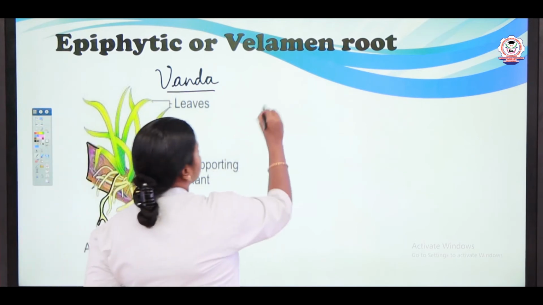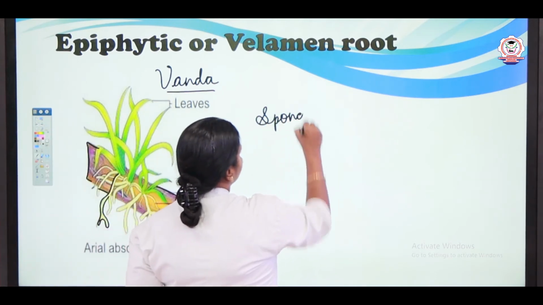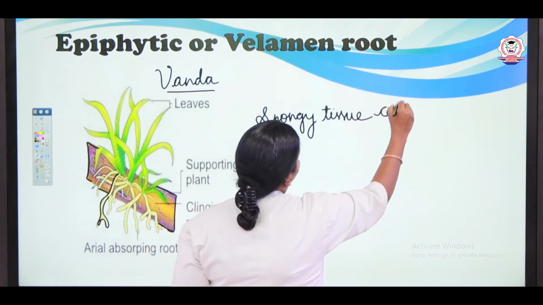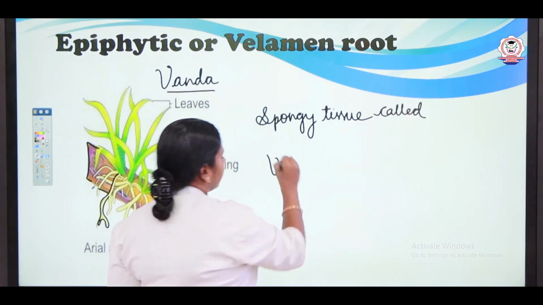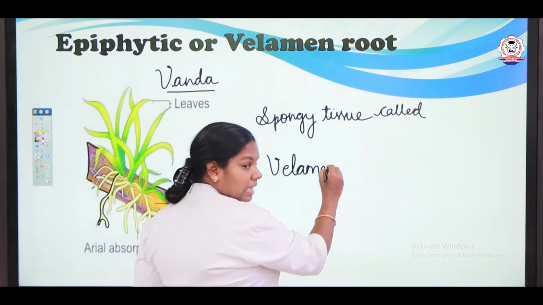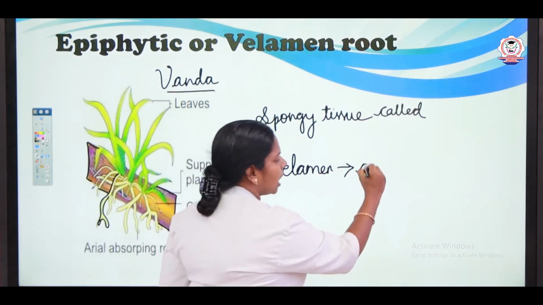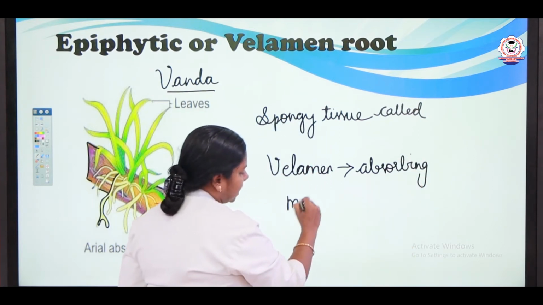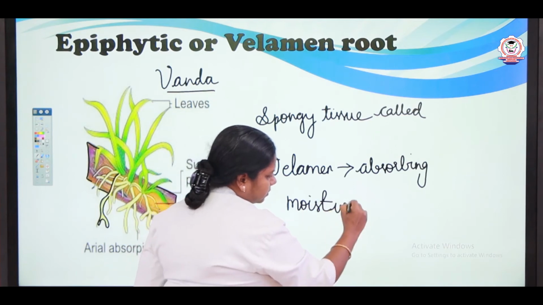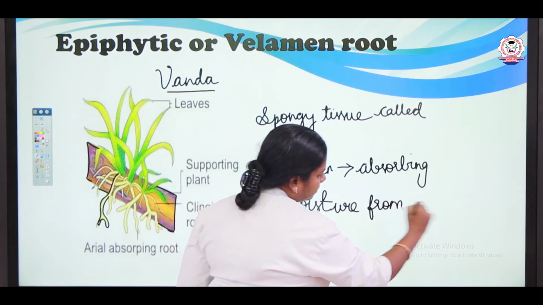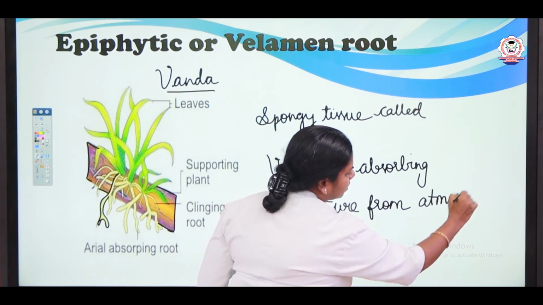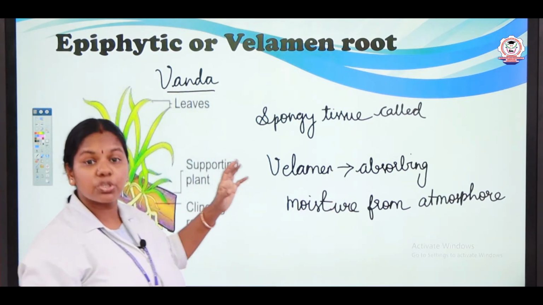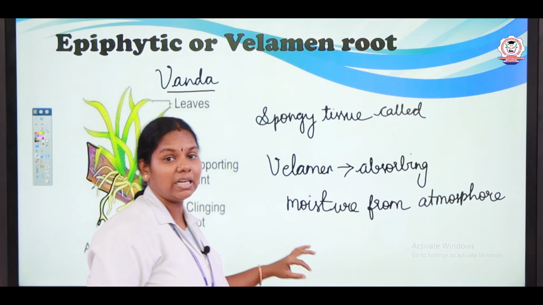These roots possess a special type of spongy tissue called velamen, and this velamen is responsible for absorbing moisture from the atmosphere. So since they possess the special tissue called velamen, they are said to be velamen root.